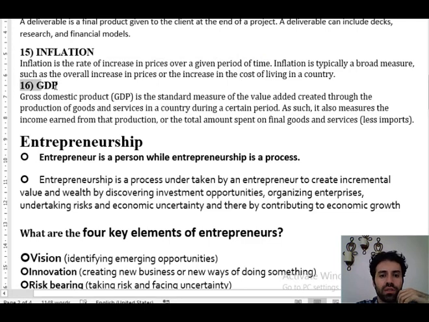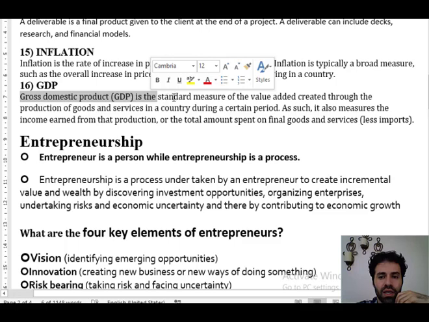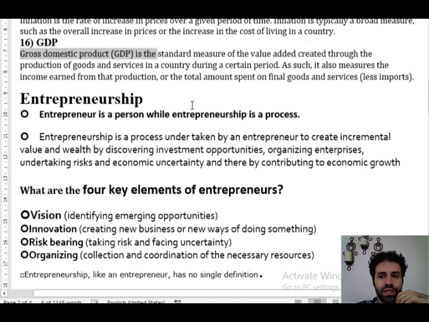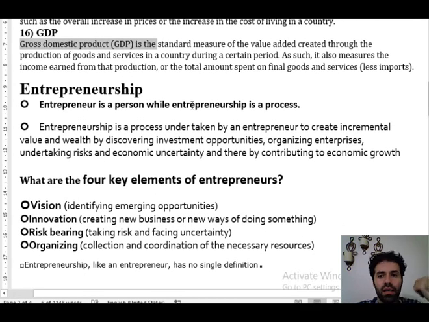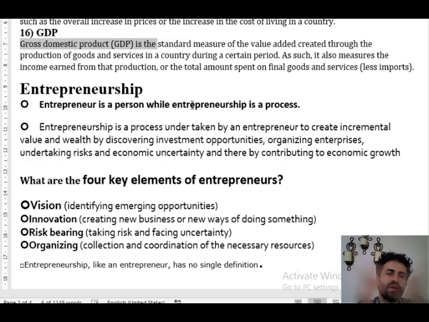Now, what is GDP? GDP is gross domestic product. Gross domestic product is actually the total sales, the total, let's say, revenue that comes to a country based on year. GDP is usually mentioned based on year, like yearly, and it's a total production of a country.